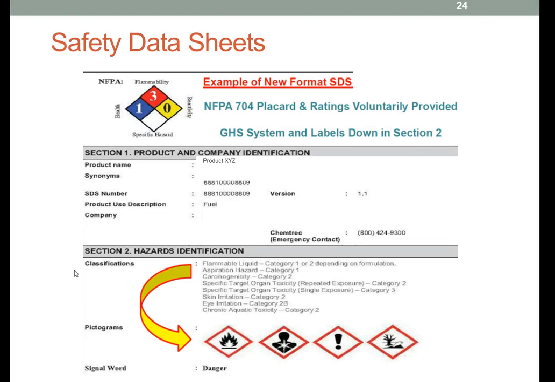Here's a sample of what a safety data sheet may look like, with just the front page with the first 2 sections. Note up here that this is a voluntary use of the current NFPA classifications of the various hazards, and that the actual pictograms that are required on the label are contained down here under Section 2 as we just reviewed. And that is the end of Module number 6.